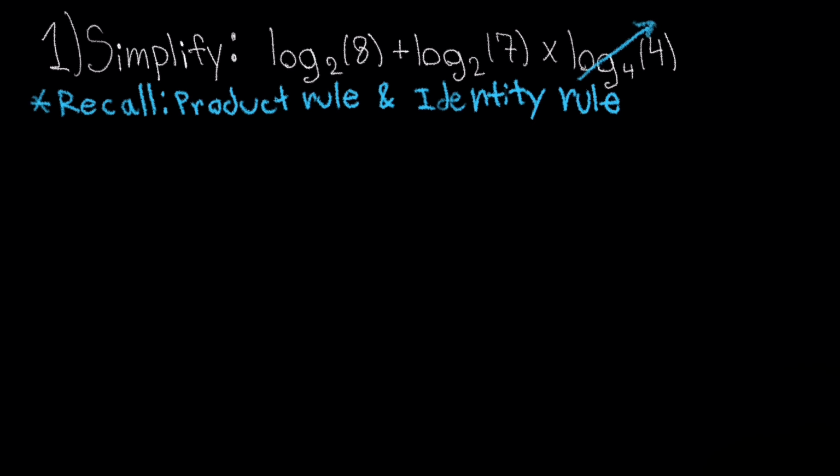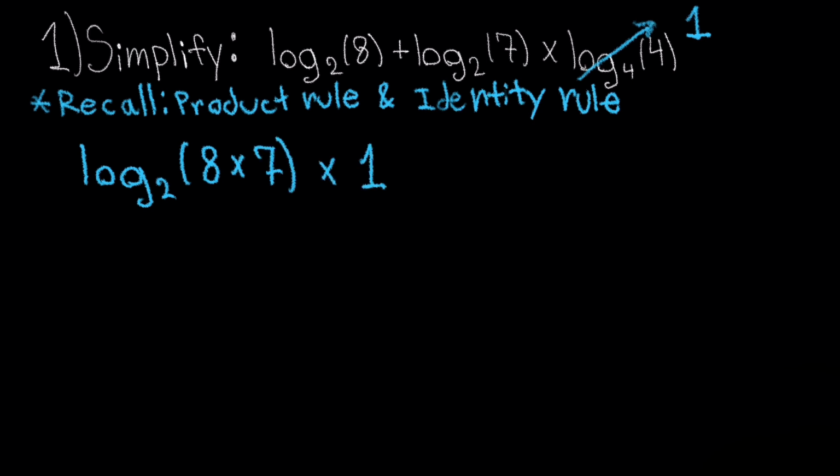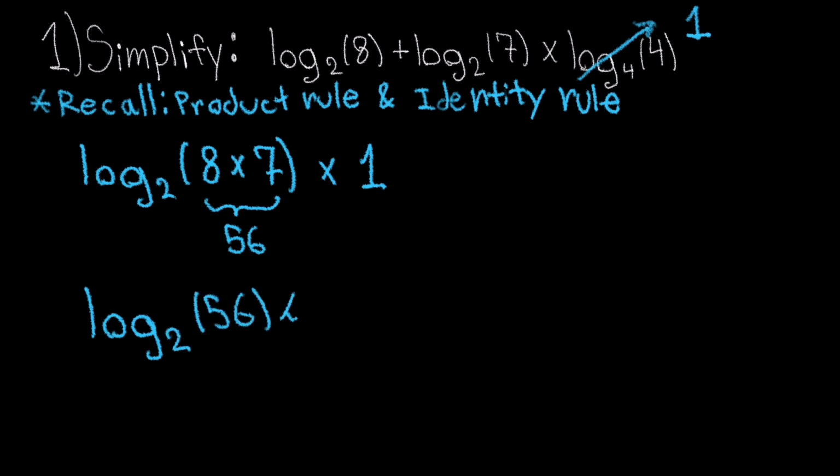Next, I'm going to combine our two logarithms together, where their arguments are being multiplied. We can do this by the product rule. So we have log base 2 of 8 times 7 times 1. 8 times 7 is 56. So we have log base 2 of 56 times 1. And this is going to leave us with our answer, log base 2 of 56.